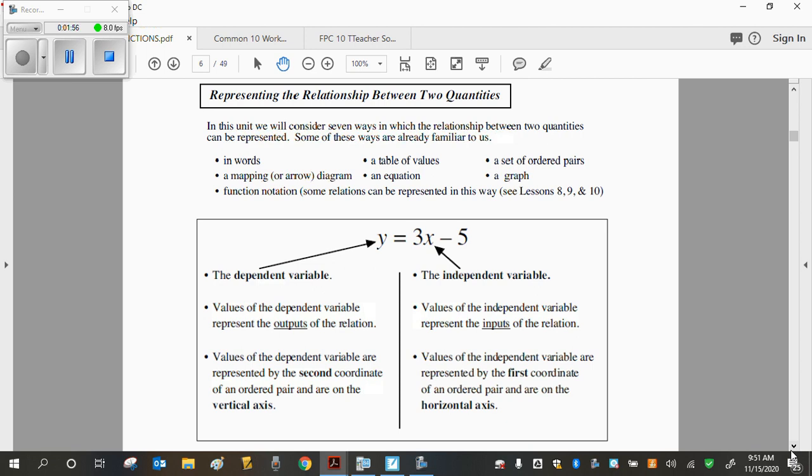So in the box, it talks about dependent variable and independent variable. It gives you an example, y equals 3x subtract 5, which is a line. And it tells you that y is dependent and x is independent, and you have to know that. So y is dependent on x because you're always given an equation with x, and you can't calculate y until you know x. So that's why y is dependent on x.